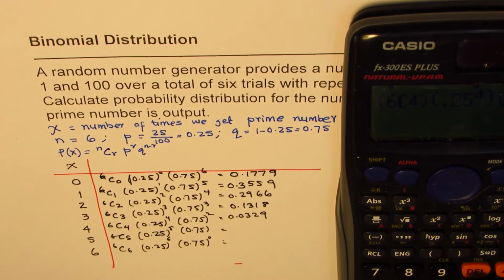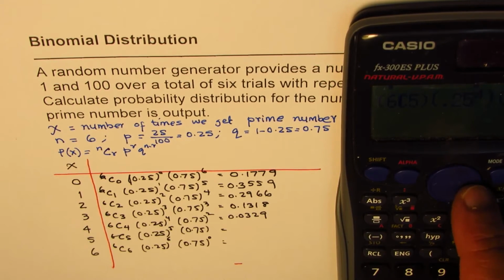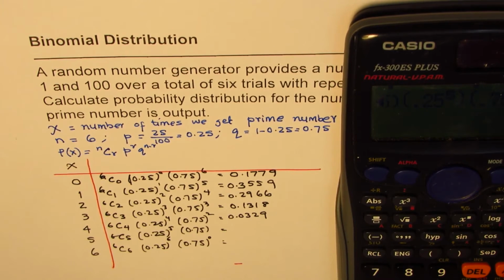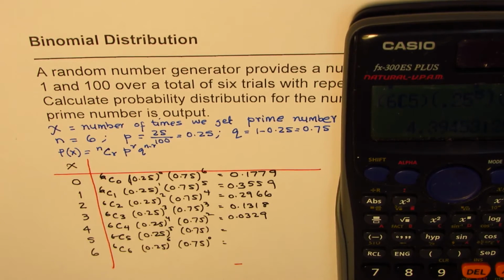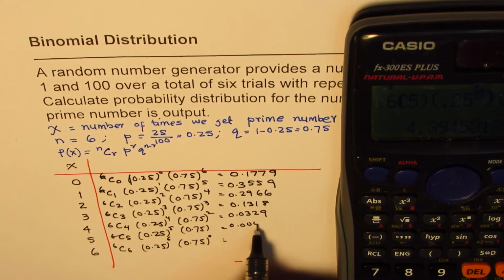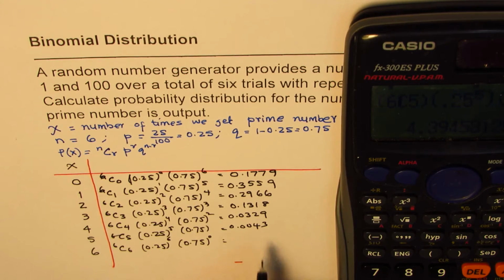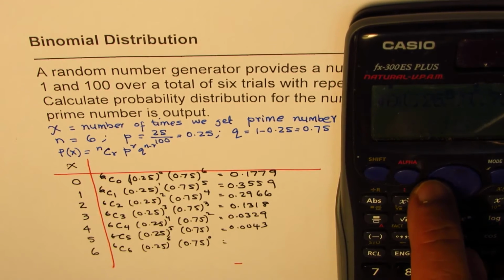And then again with 6C5: 0.25 to the power of 5, 0.75 to the power of 1, and that equals 4.39 times 10 to the power of minus 3, that means 0.0043.